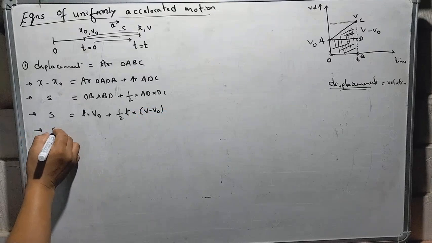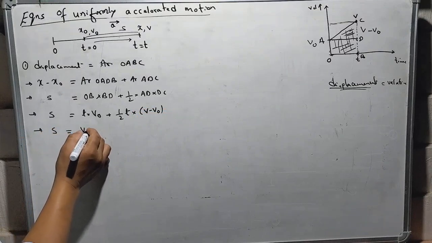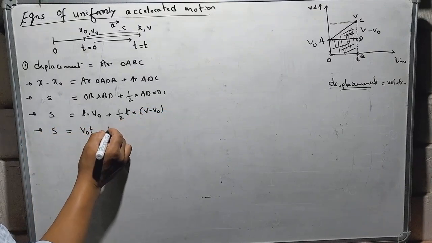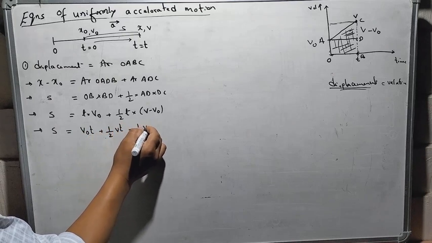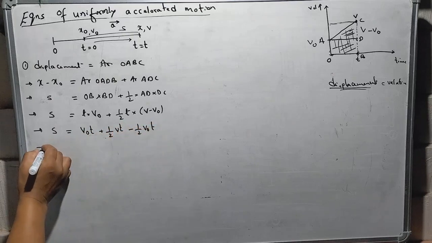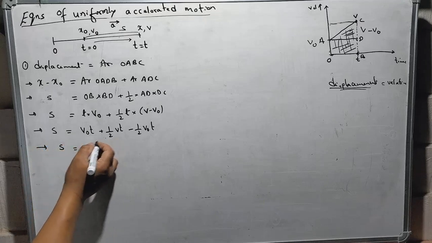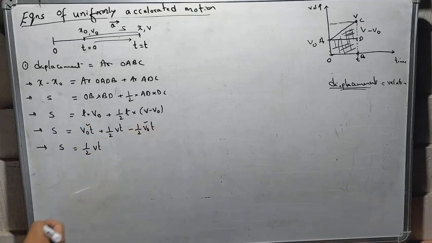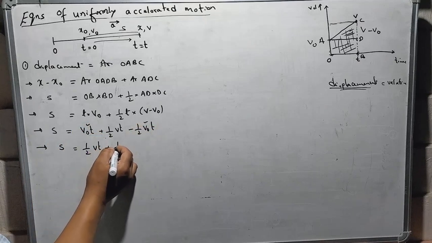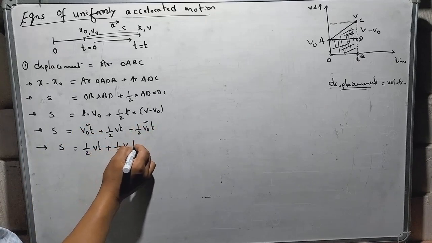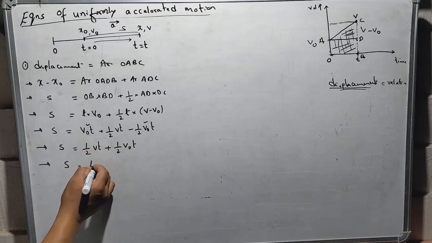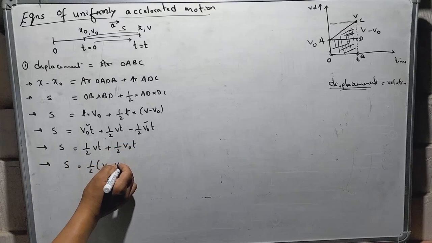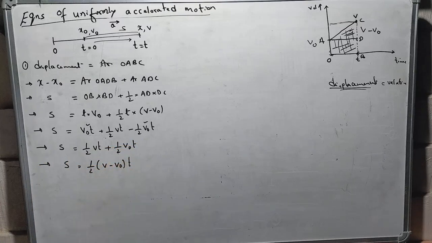Next, the displacement s is equal to v naught t. If you remove the bracket, you'll get half vt minus half v naught t. Next, displacement s is equal to half vt. If you combine this v naught t with minus half v naught t, you'll get plus half v naught t. Now taking common half and t, you'll get v minus v naught and then t outside.